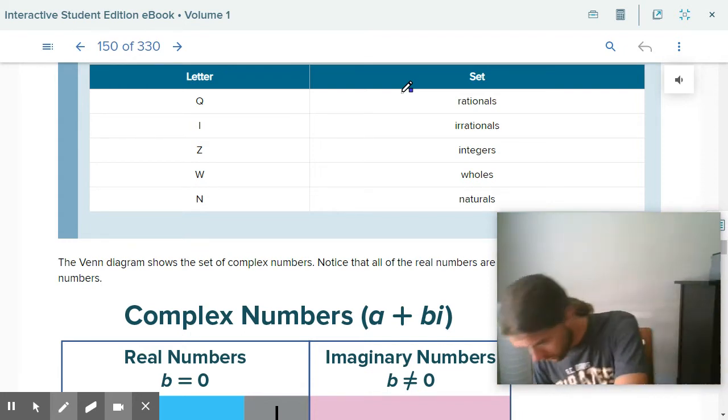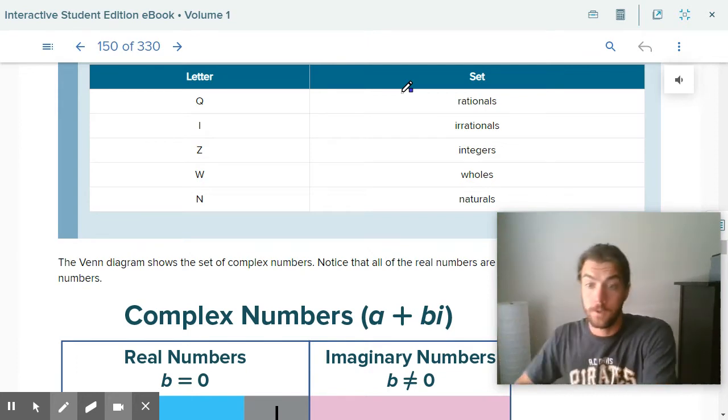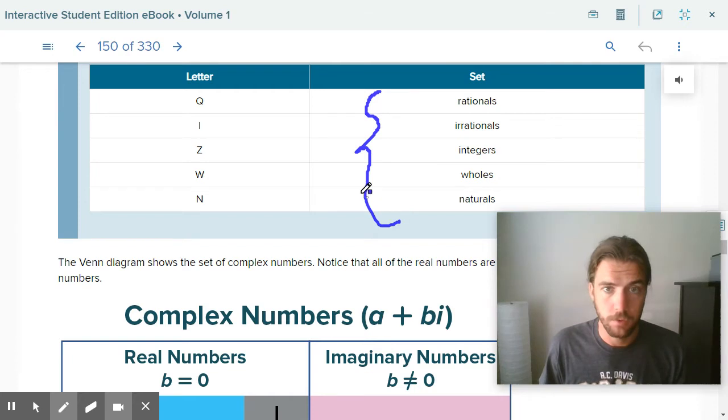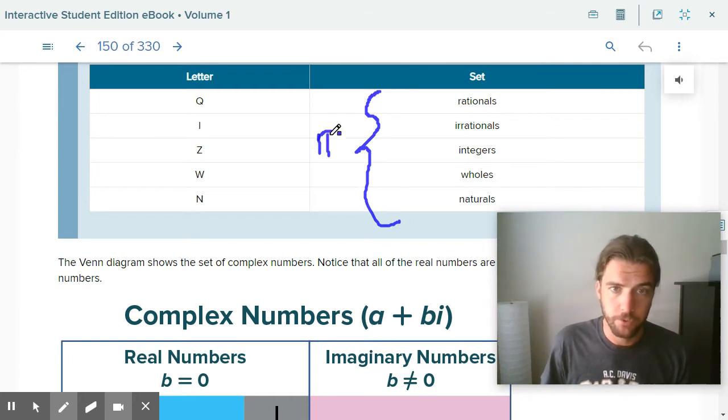Sorry, looking for my pen here. There we go. So all of these are part of the real numbers.